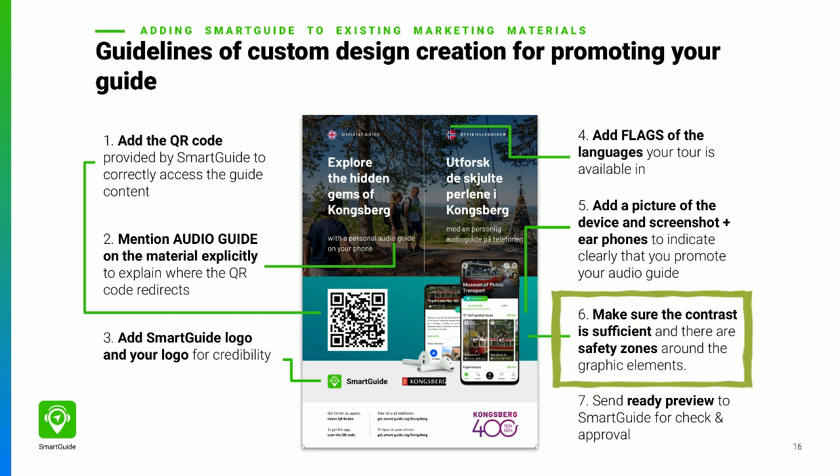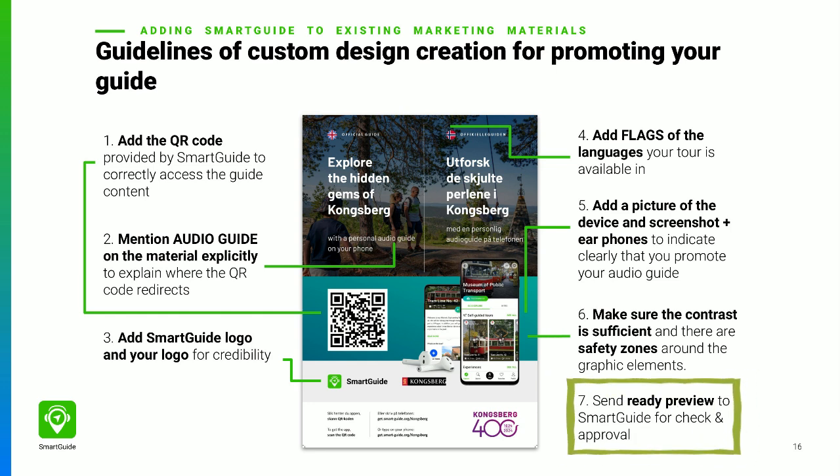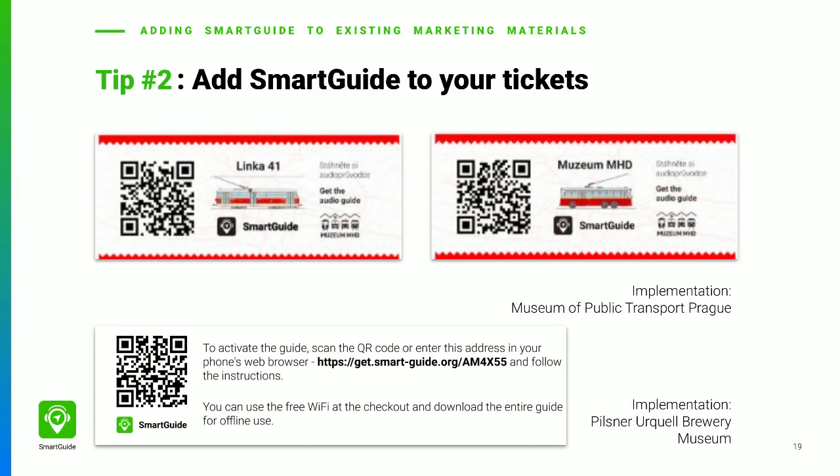6. Make sure the contrast is sufficient and there are safety zones around the graphic elements. 7. Send a preview of the designs to SmartGuide for check and approval. Secondly, you can add information about your audio guide and a QR code to your ticket.